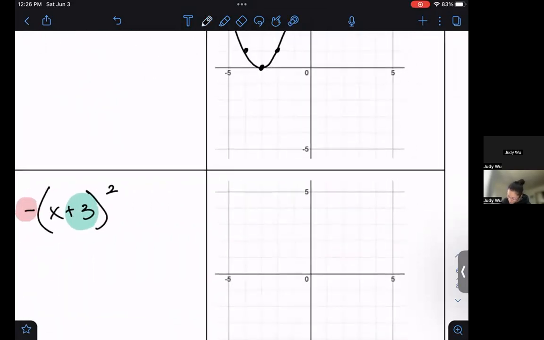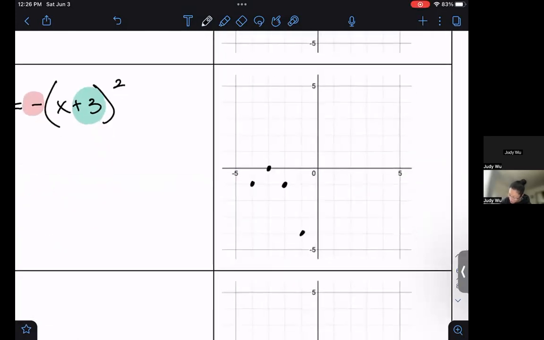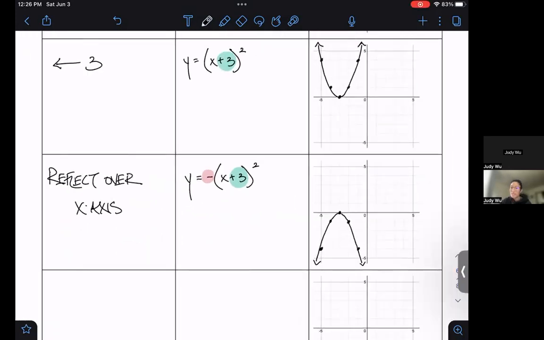So 0 times -1 is 0. 1 times -1 is here. And 4 times -1 is here. And now I can connect those with a nice curve. And now we've got our second graph transformation in there.